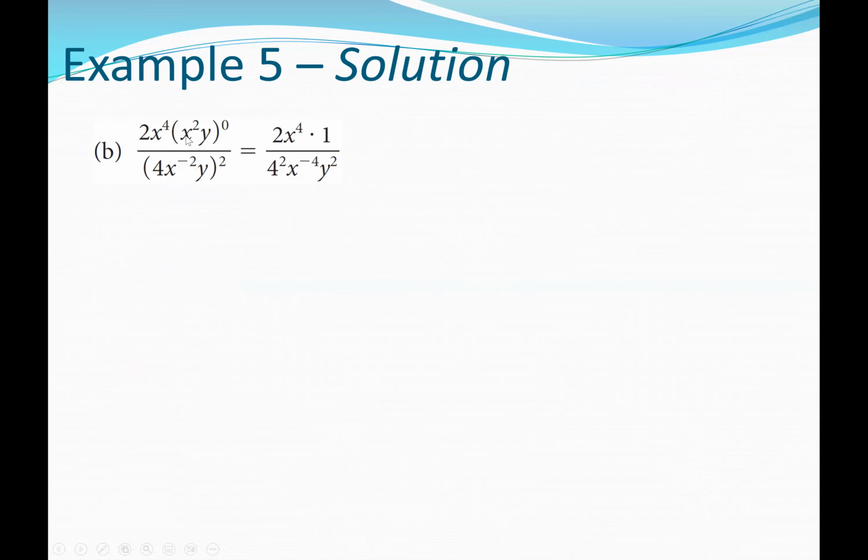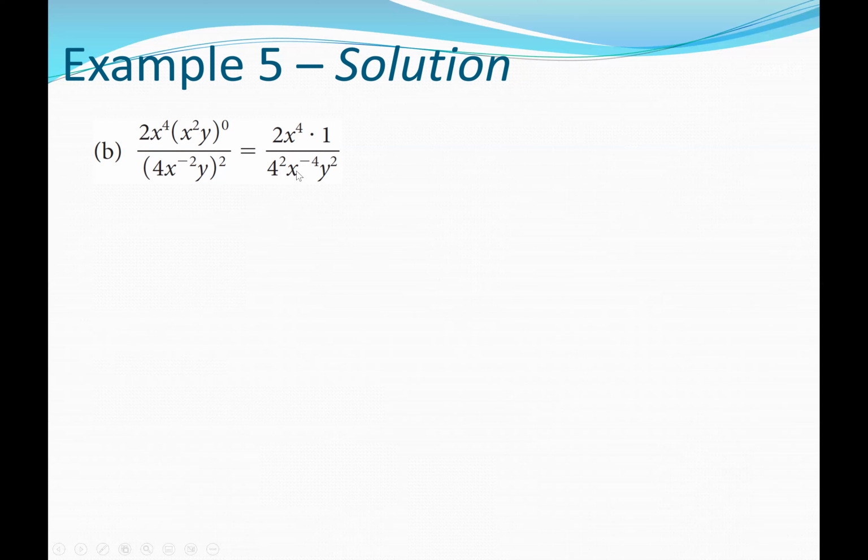In the second question here, we can see that s squared times y is raised to the power 0. So everything is 1. So we write 2x to the power 4 times 1. And here we multiply the exponents: 2 times 4, then 2 times negative 2, and 2 times 1 for y. So we get 4 squared, then s to the power negative 4, because 2 times negative 2 is negative 4. Then 2 times 1 will give me 2, so y squared.